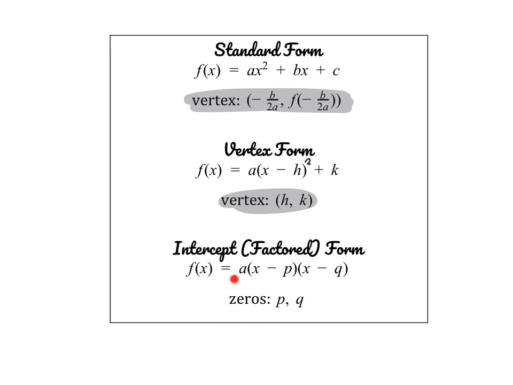So again, when it's in this form, all you can really tell by looking at it is what your x-intercepts are. So your zeros, again, 0 is kind of synonymous with x-intercepts. And then I'll show you when we do this example how we can use those to find your vertex and graph the rest of your graph.